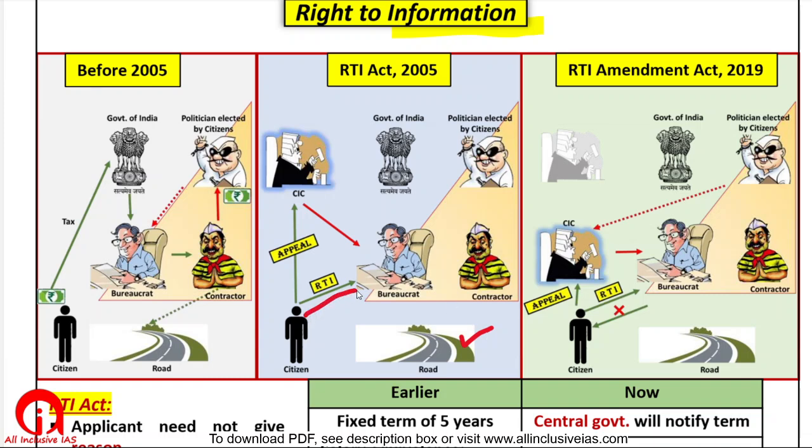So you file an RTI with a bureaucrat that, sir, according to your papers, according to the government files, when was this road made, what quality of material was used in this road, and such things. Then you go to an independent organization, get the testing done, and then you show that the two reports are quite different. That means there was some corruption, right?